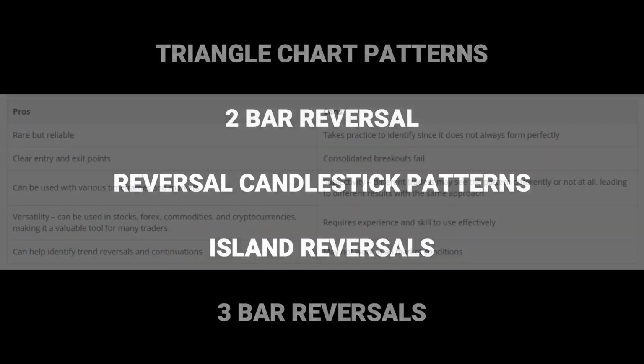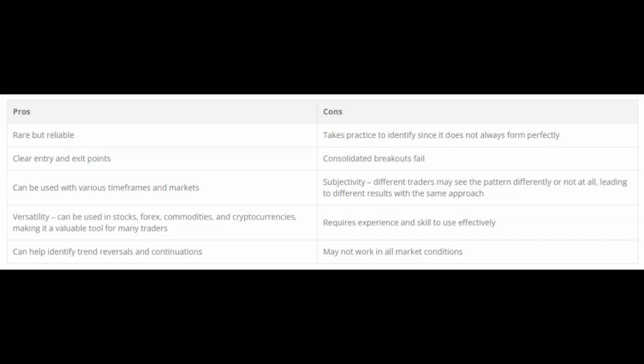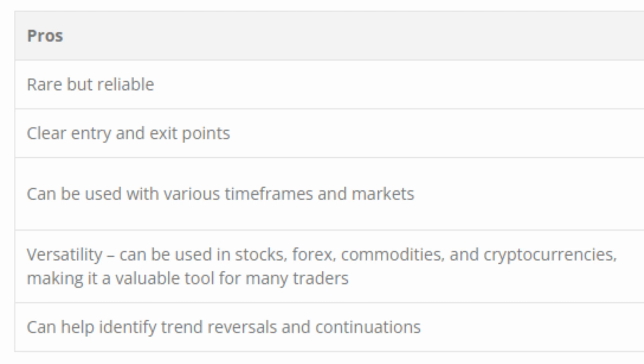There's some pros and cons with anything, right? Chart patterns can be subjective, which is why I mentioned understanding the concept of what we're looking at. That's more important. So here's the pros of it. It's rare, but it's pretty reliable. Volatility. And then we see lack of volatility. There's clear entry and exit points.